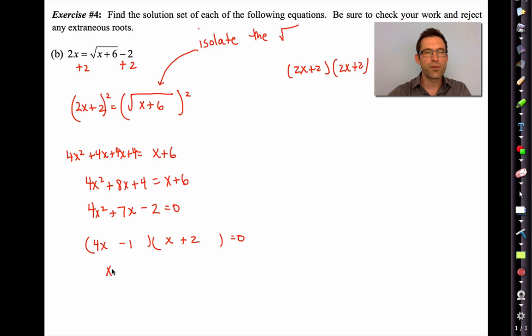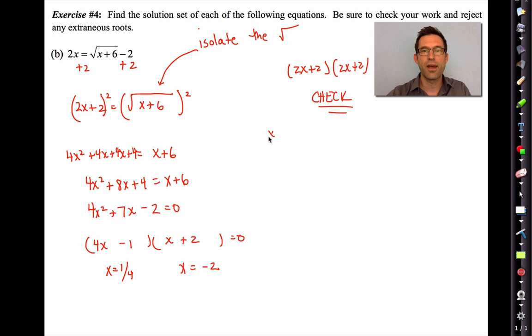All right, so what do we get? From this one, we get x equals 1/4. And from this one, we get x equals negative 2. And now we should check them. All right, don't reject things because they're negative or because they're fractional. Reject them because they don't check. And I'm going to check them in the original equation.